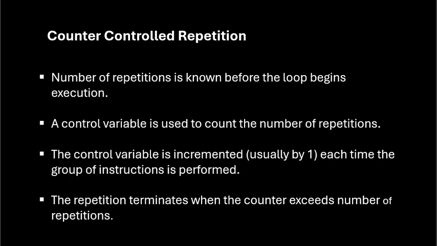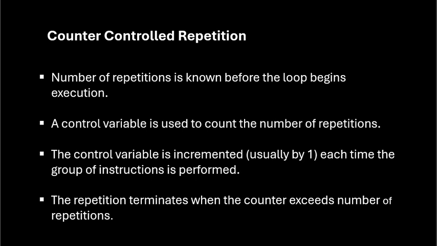Hi everyone, today we are going to learn about repetitions in C language. Here we have count controlled repetition. Here, the number of repetitions is known before the loop begins execution. A control variable is used to count the number of repetitions.